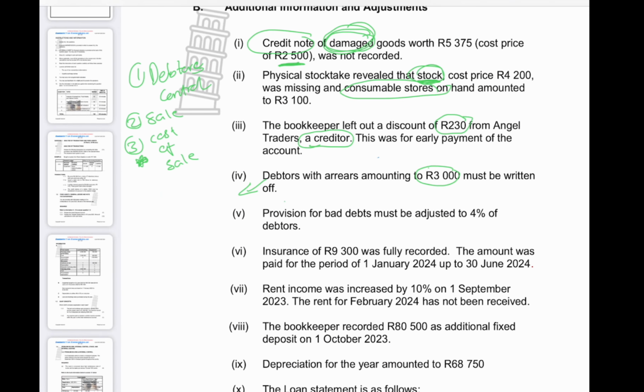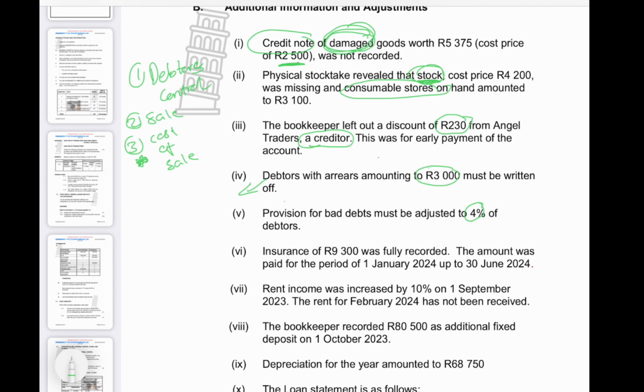Next one is provision for bad debts, number 5. So it says provision for bad debts must be adjusted to 4% of debtors. So now with provision for bad debt, what exactly is provision for bad debts? So now remember, when you sell on credit, it's not everyone who's going to come back and pay you. Okay, so if you are selling on credit, you need to have provision for bad debts. Okay, how I usually explain it easily to my learners, I usually just say that provision for bad debt is room for disappointment.